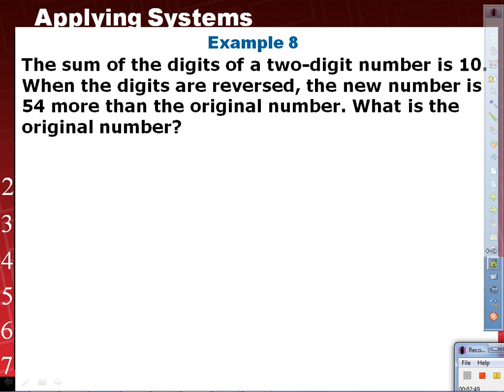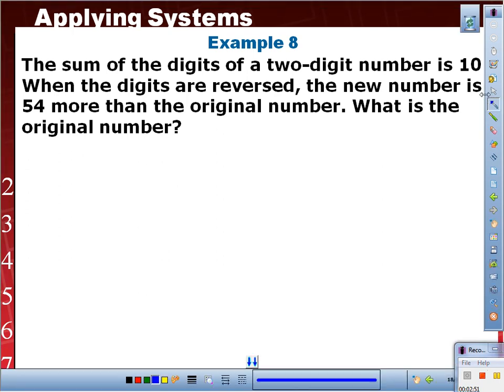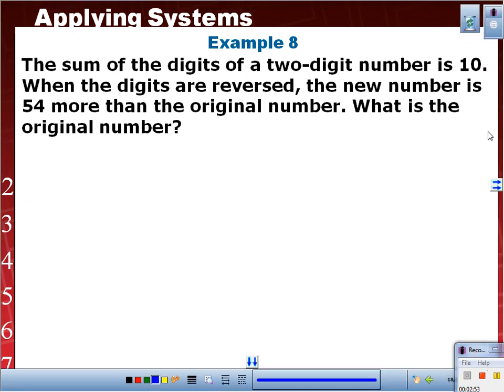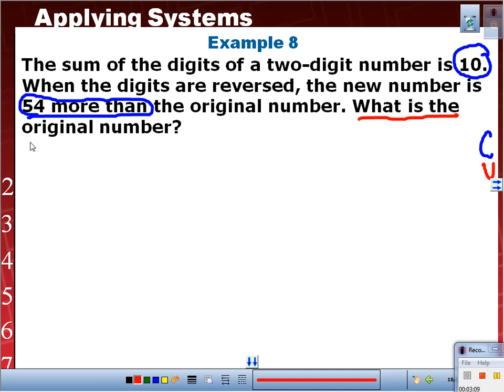All right, so let's start by cubing this. I'm going to start with blue, and I'm going to circle important numbers. So the only important numbers that you see are what? 10 and 54 more than. In red, I'm going to underline the question. What is the question? What is the original number? Let's box important terms. Let's see from the beginning.